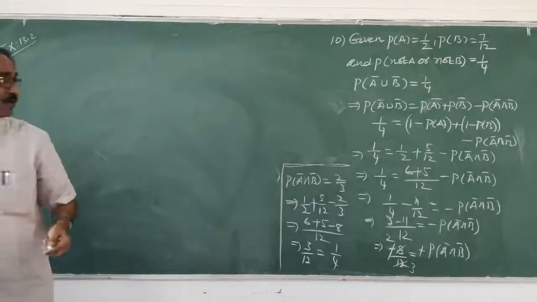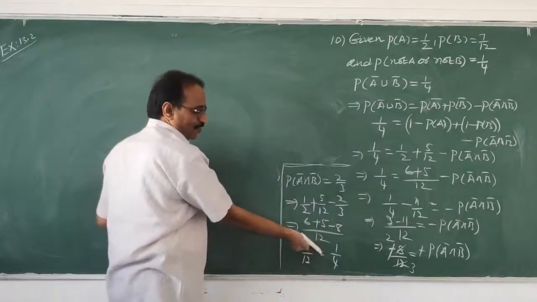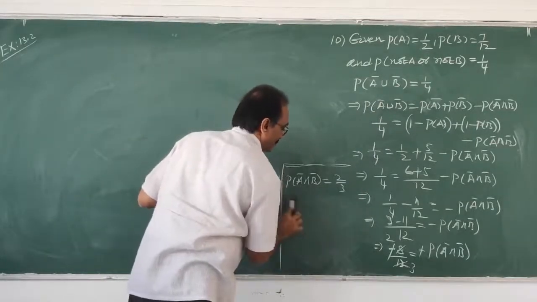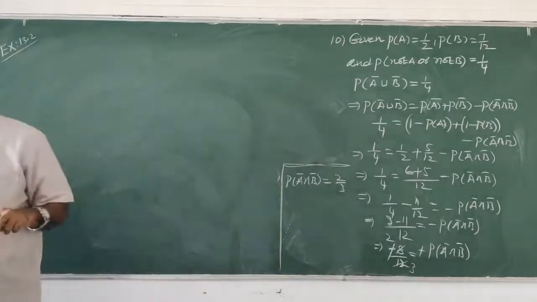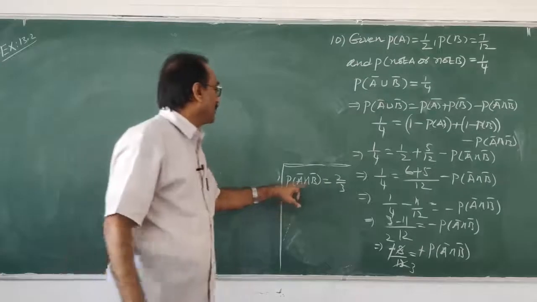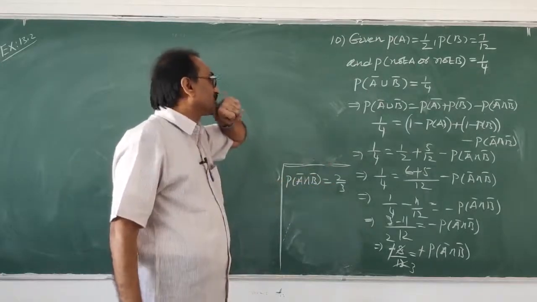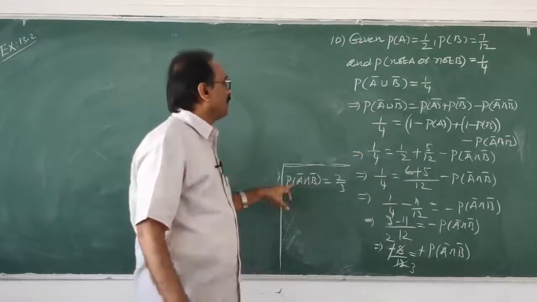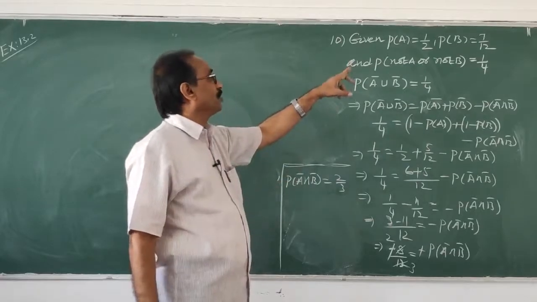Again, unnecessarily to prove, we did it. I forgot here. P of A union B whole bar is 1 by 4, already there. Again we are showing 1 by 4, so this step is not necessary. I had not seen this. Okay? So my dear students, we got P of A bar intersection B bar is 2 by 3. That we wanted. Now P of A union B is already 1 by 4. From there only we got P of A bar intersection B bar, and P of A bar we know, P of B bar we know.